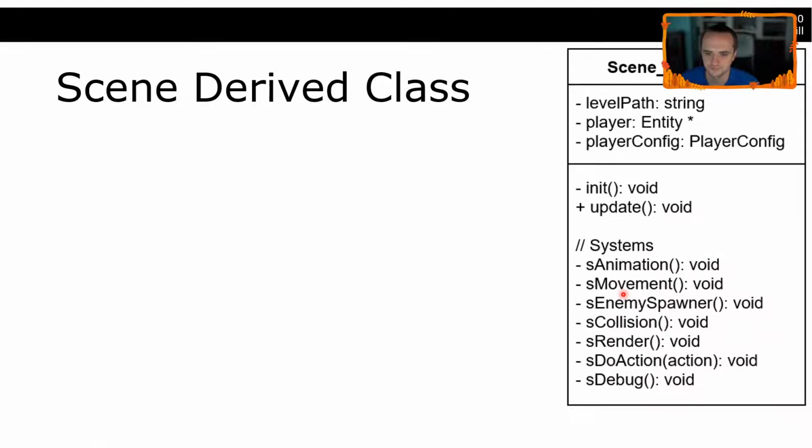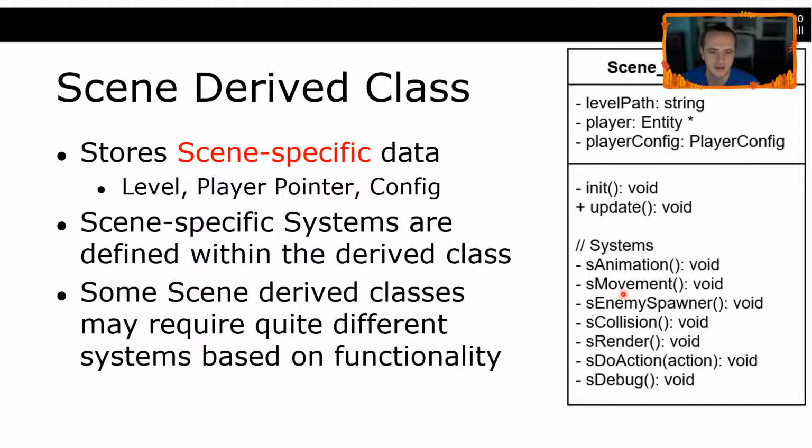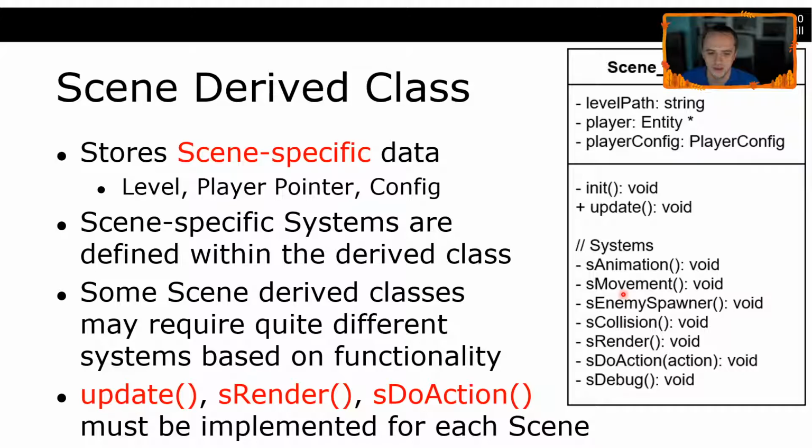And then the derived class stores scene-specific data and scene-specific systems. Some scene-derived classes may be very different from other scenes. So remember, the update function, the render function, and the doAction function have to be implemented for each of the different scene derived classes. We can see down here that what we're interested in today is this doAction function. You can see that there's no user input function on the scene derived class. So the scenes are not going to care about user input. They're just going to care about doing actions.